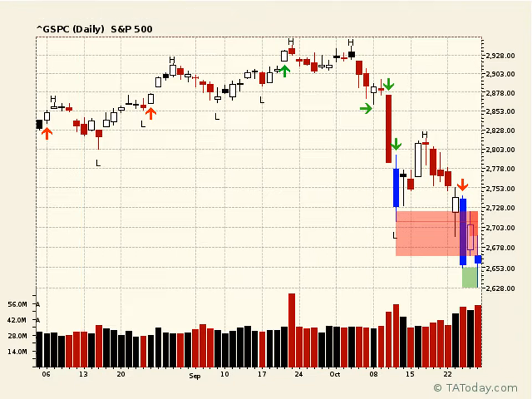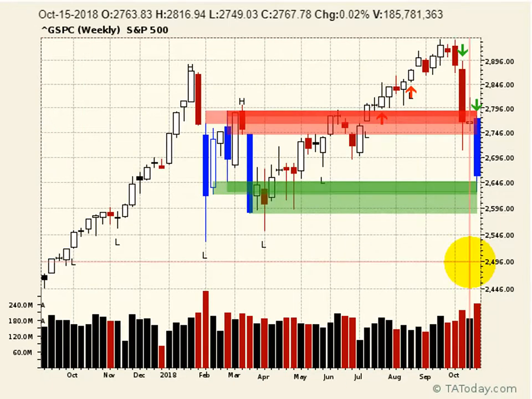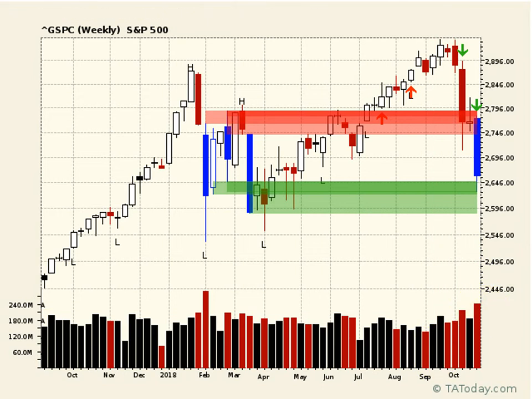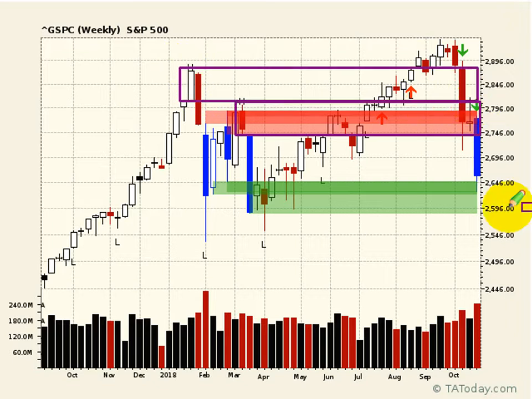Now, if we move over and look at the indexes on a weekly time frame, and we're still sticking with the S&P 500, again, we don't have anything here to tell us that we've got any kind of a bottom. All we have is failures. We have a failed bullish retest regenerate here, and we had a failed one up there.